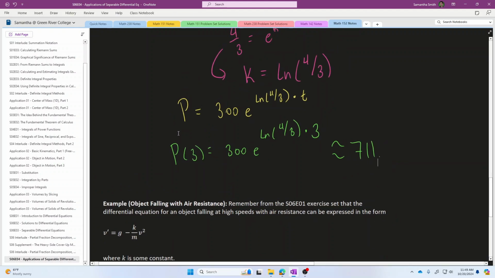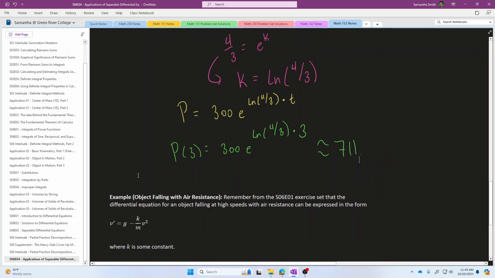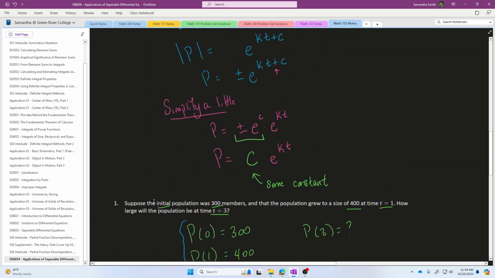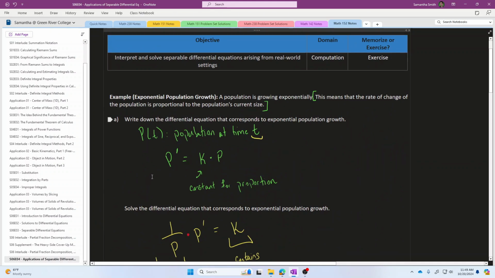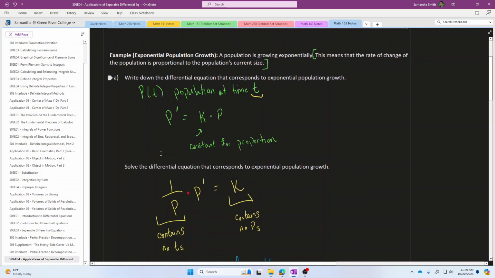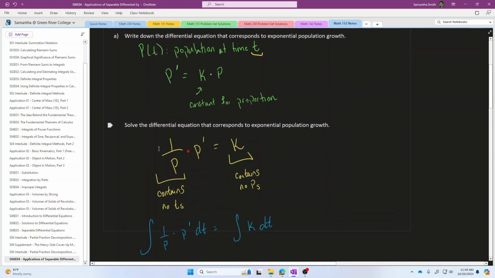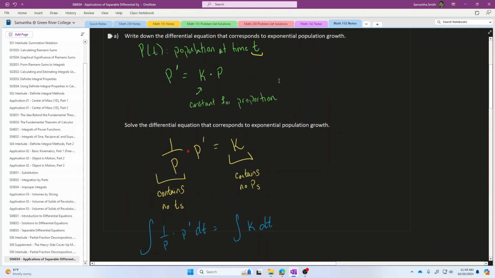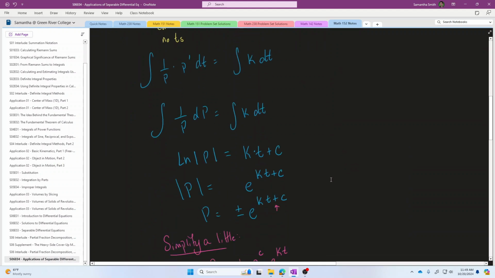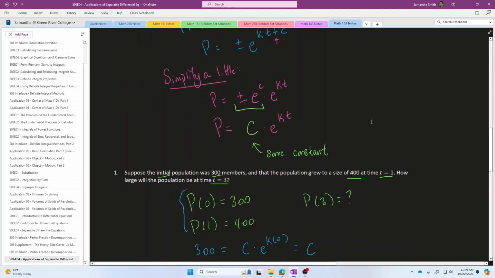So here is an example of a separable differential equation used in a physical context. If you have a population that is growing exponentially, then the differential equation that captures that behavior is separable. So you can solve that differential equation using the standard mathematical technique of separating the input variable and the output variable and integrating both sides.